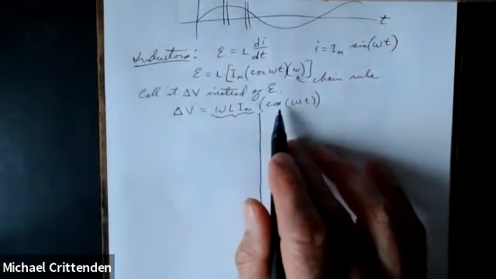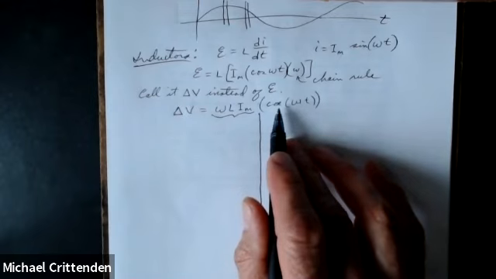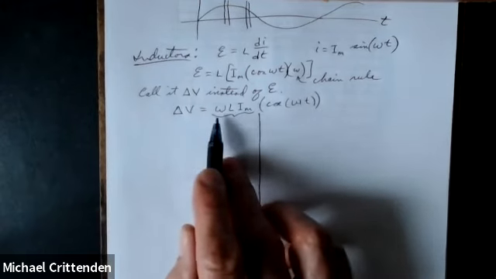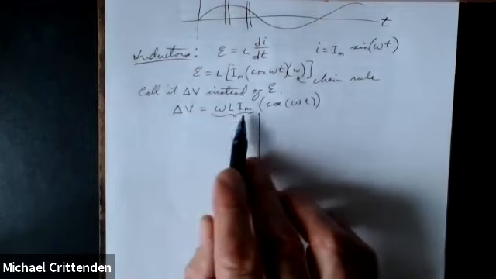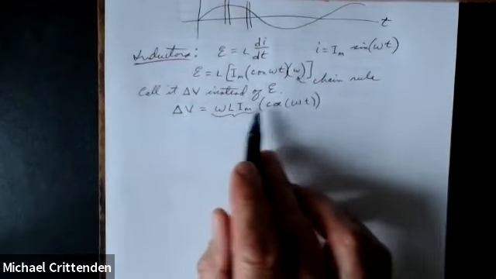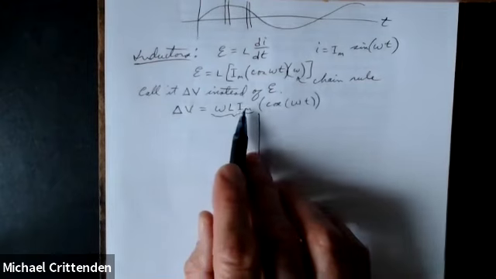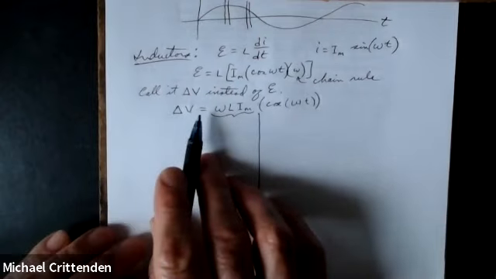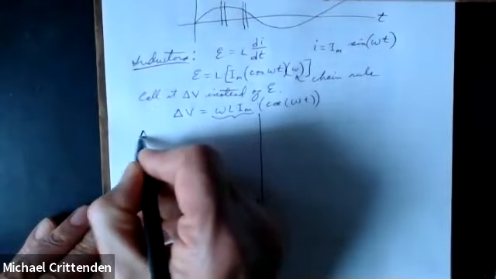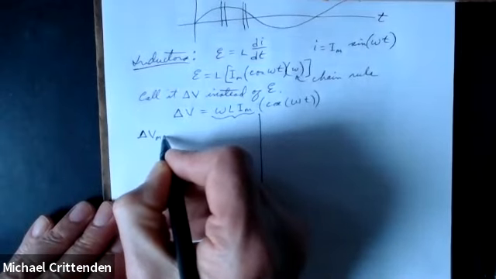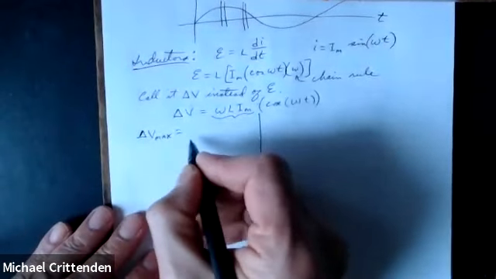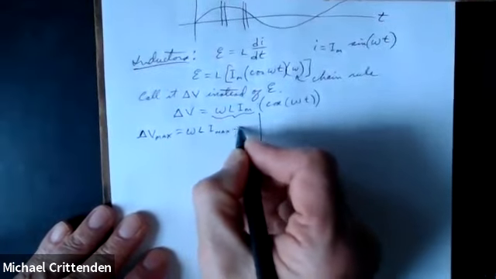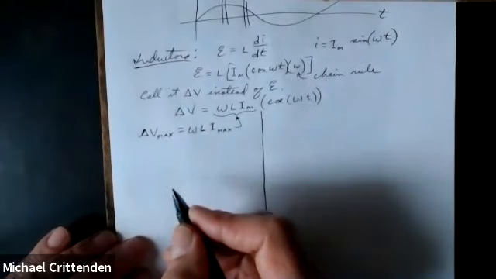The biggest that the cosine ever gets is 1. So therefore, the biggest the voltage ever gets is 1 times omega L I max. These three things multiplied together, that is the maximum voltage. That's what the voltage equals when the cosine maxes out. So delta V max equals omega L times I max. I'm getting that from there.